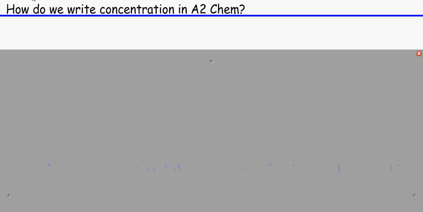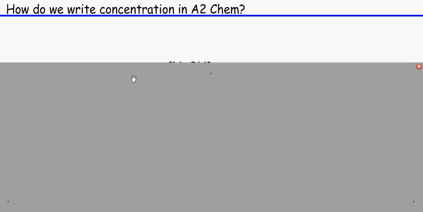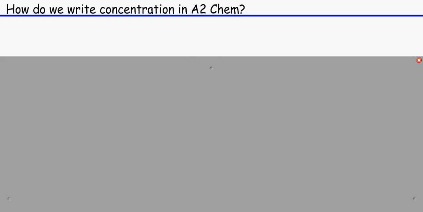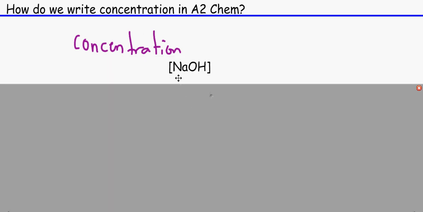So, how would you write concentration in A2 chemistry? Because we've got the very long way of writing concentration, but in A2 chemistry there's a much easier way. We write it in square brackets. So this means the concentration of NaOH. That is the simplest way to write concentration, and again you do need to learn this, you need to know this for all of rates.